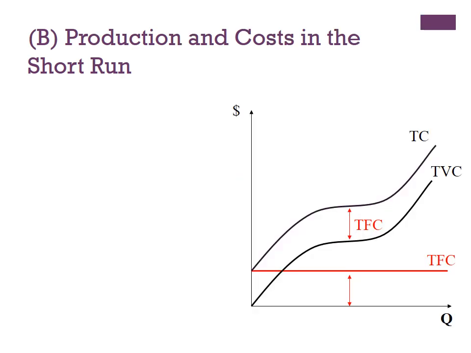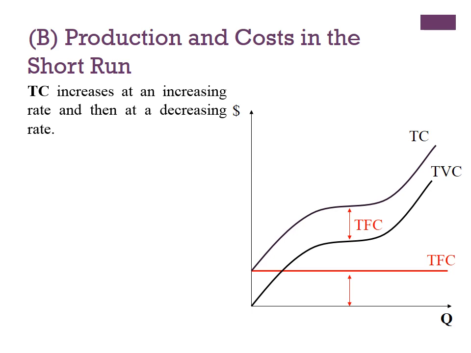Here we can see in this graph total costs divided into total variable cost and total fixed cost. Both total cost and total variable cost will firstly increase at a decreasing rate, and then at an increasing rate. So here, the change in total cost is the inverse of the change in total product. And this also proves the inverse relation between productivity and costs in the short run.